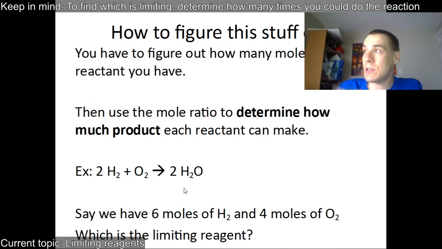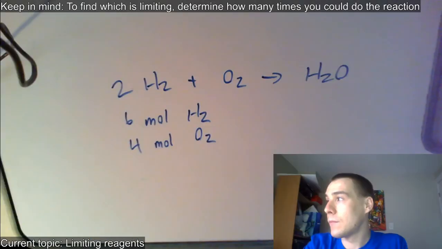So here's a question. If we have this reaction, hydrogen and oxygen, and we want to make H2O, which one of these two is the limiting reagent? Is it the hydrogen or the oxygen? Well, we have more hydrogen, but it takes twice as much hydrogen as oxygen to make the reaction go. So I'm going to go over to the whiteboard and we'll talk about this one.